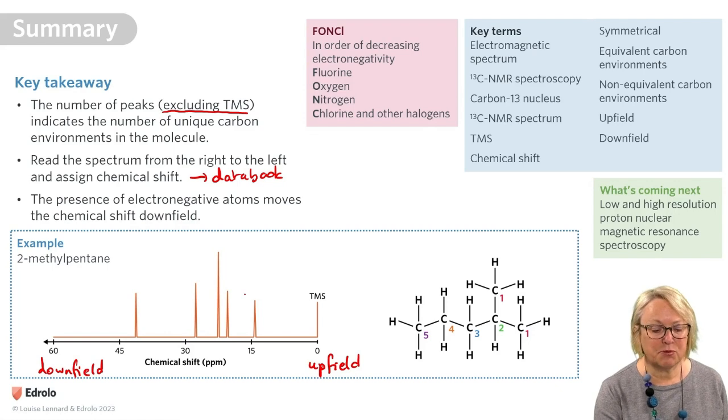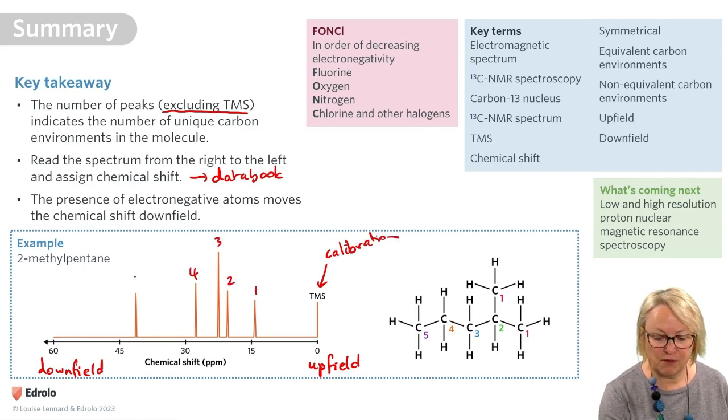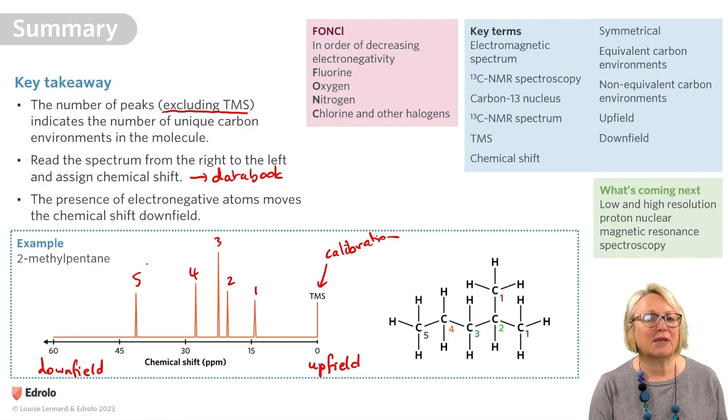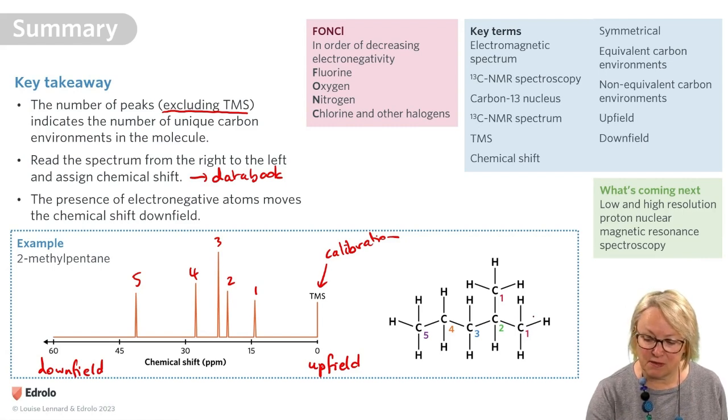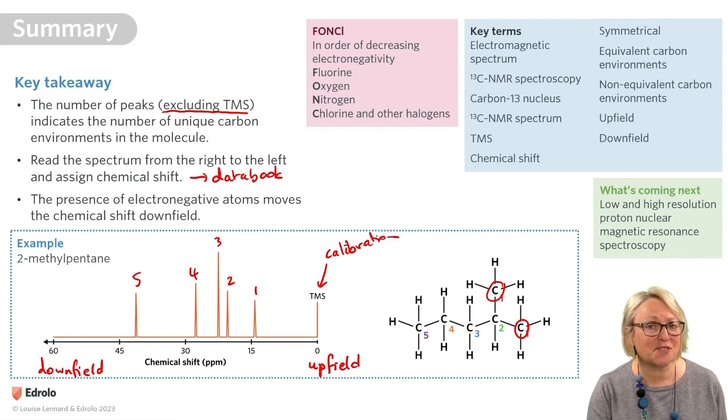So in the example 2-methylpentane, this is the calibration point. We have 1, 2, 3, 4, 5 peaks, indicating 5 non-equivalent carbon environments, which are shown in the molecule here. So carbons 1, both in the same chemical environment, are methyl groups connected to carbon 2. Don't forget FON-Cl, the order of decreasing electronegativity, which we've come across before. Fluorine is the most electronegative element, followed by oxygen, followed by nitrogen, followed by chlorine and the other halogens.